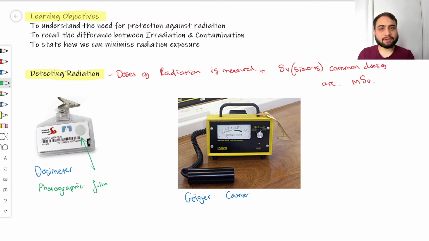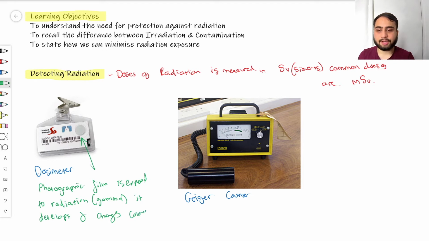So as the photographic film is exposed to radiation, most commonly gamma, it develops and changes color. So the darker the color of the photographic film, the longer or the more you've been exposed to radiation. So this gives you a very rough but quite accurate representation of how big of a dose you're getting by radiation, because the darker the color, the bigger the dose you'll have received.